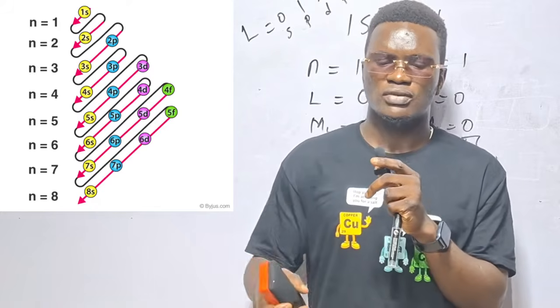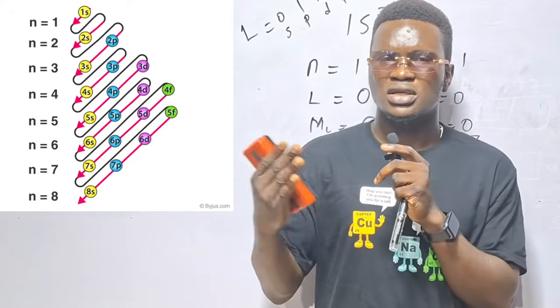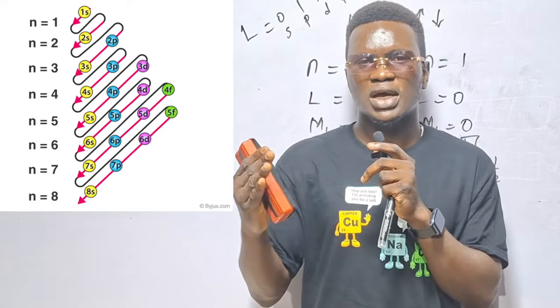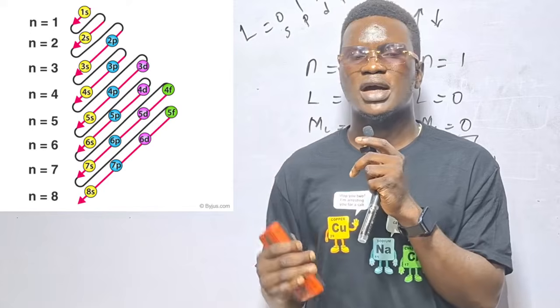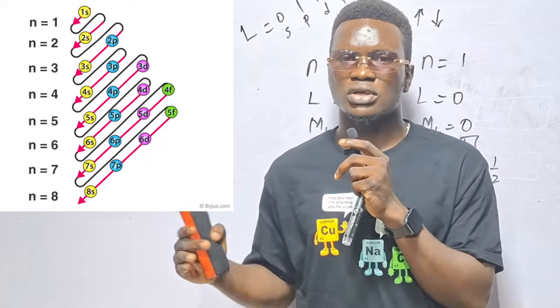If they ask you why you have to fill 4s before filling 3d, it's because the energy of 4s is lower than that of 3d. That's why you have to fill it first, and that is what Aufbau has said, if you are writing electronic configuration.